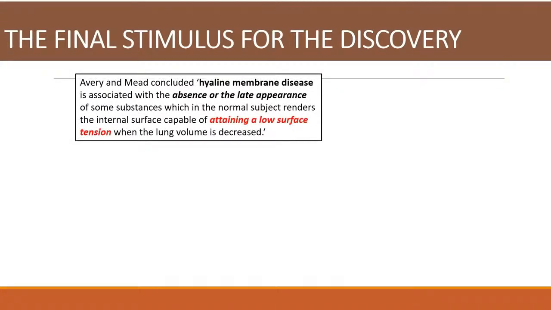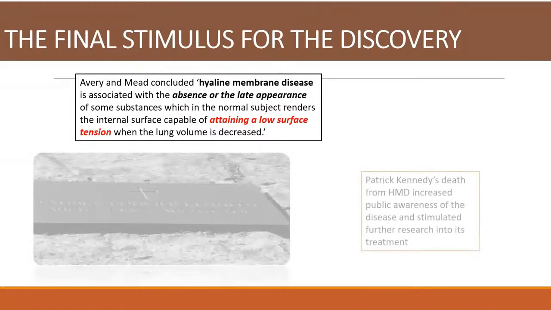Researchers, including Avery and Mead, had concluded that hyaline membrane disease that we see in preterm neonates is associated with the absence or the late appearance of surfactant, which in normal subjects is capable of attaining a low surface tension when the lung volume is decreased.